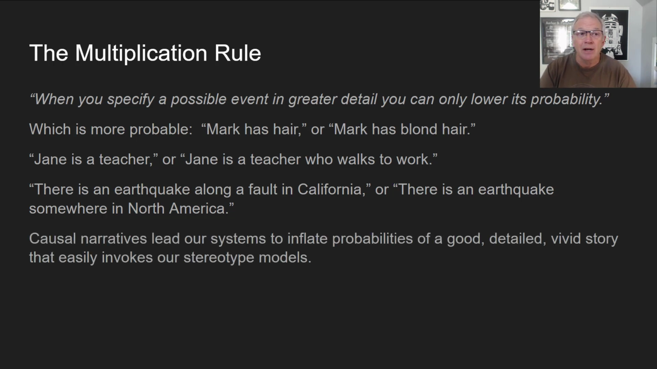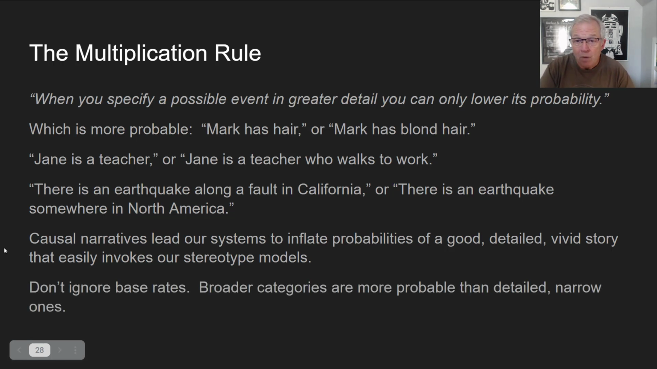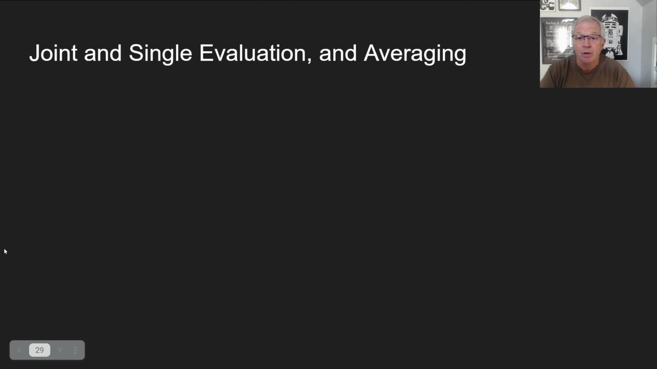Causal narratives lead our systems to inflate probabilities of a good, detailed, vivid story that easily invokes our stereotype models. That really captures one of the main lessons of this section of Kahneman's book. And the recommendation again is that we shouldn't ignore base rates, we shouldn't ignore the class we're talking about, and the bigger point is that broader categories are more probable than detailed narrow categories.